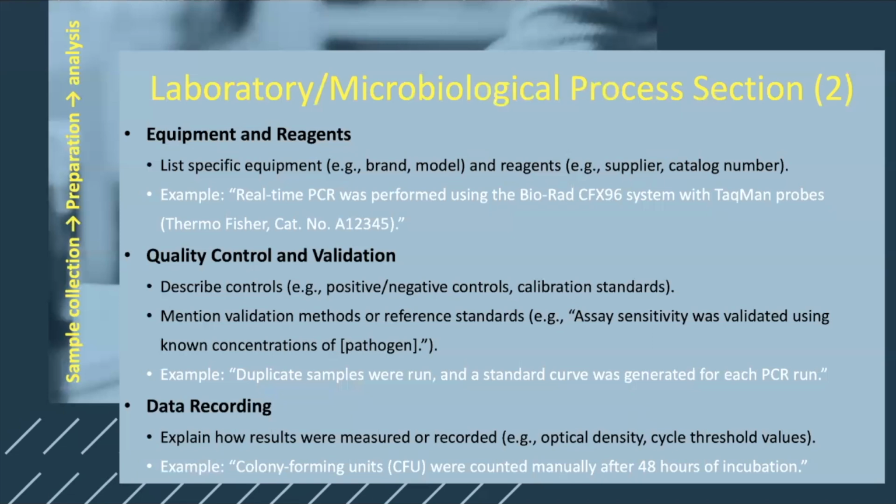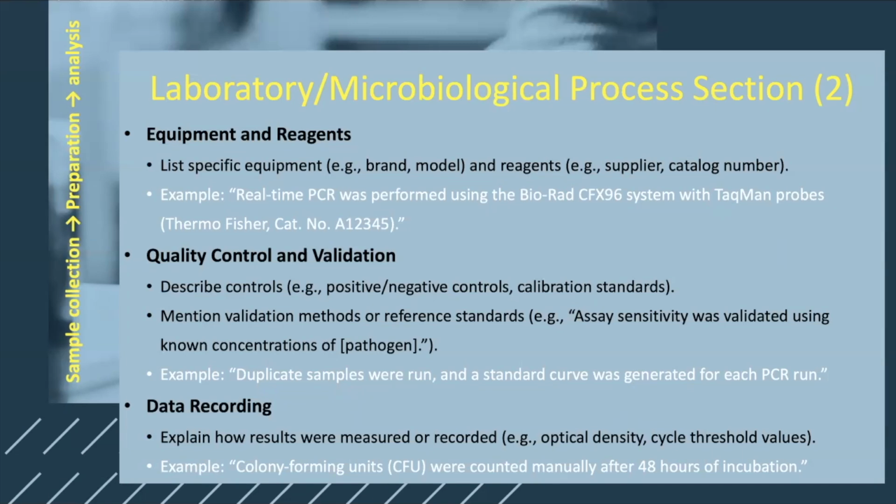Talk about the controls you used, like positive and negative controls and calibration standards. For instance, you could say something like, we validated assay sensitivity using known concentrations of pathogen. This kind of detail really strengthens your manuscript and shows that you care about the integrity of your research.